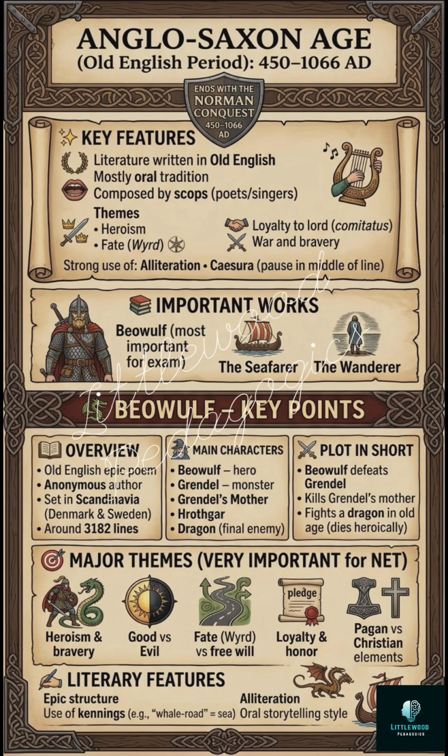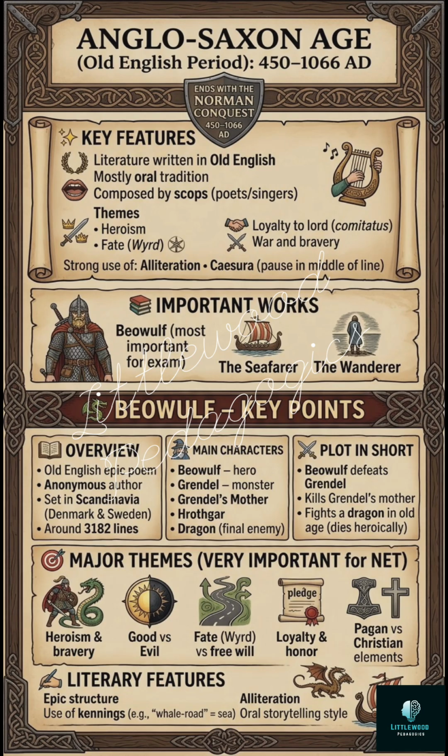There, in the Old English period, you can see the important works, key features, and even the literary themes. There are only very few important works in this age: Beowulf, The Seafarer, and The Wanderer. Among these three, Beowulf is the most important one. So you can go through the summary of this particular work, the main characters, plot, and even the major themes.